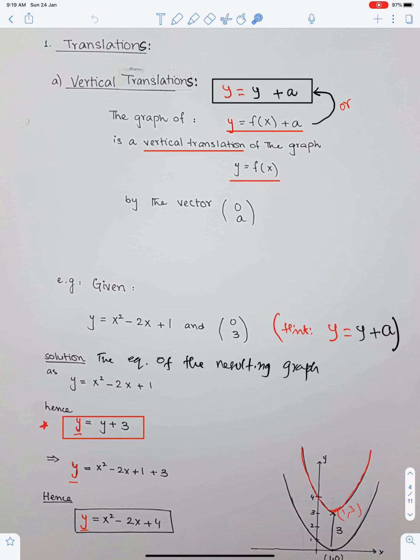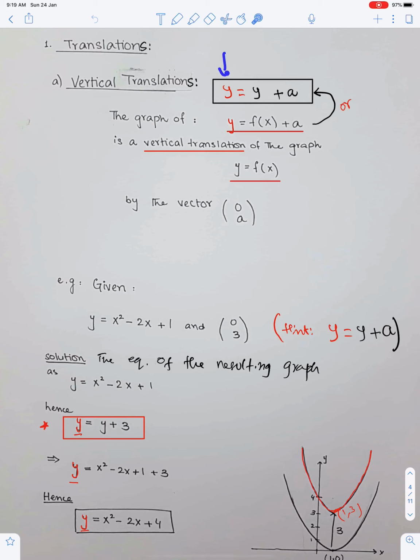Vertical translations. Number 1. Well, this red Y means the image, whereas this black Y means the object, and this A is the vertical component of this translation vector. So the graph of y is equal to f of x plus a, or y is equal to y plus a, you all know y is equal to f of x, is a vertical translation of this graph by this vector.